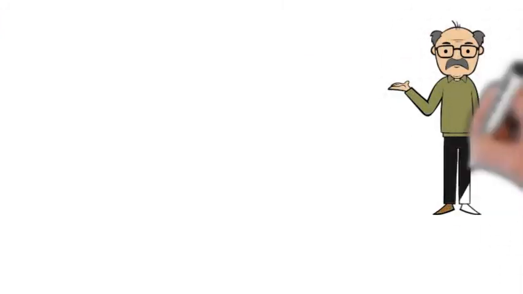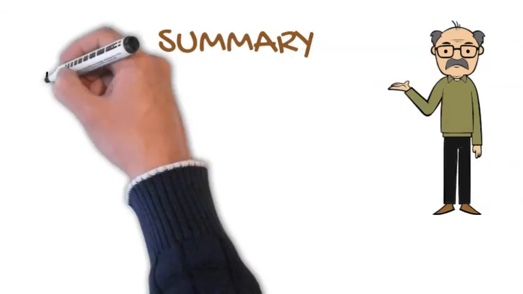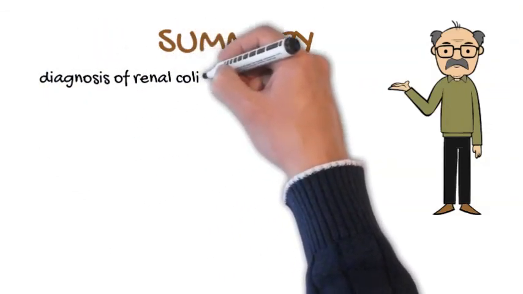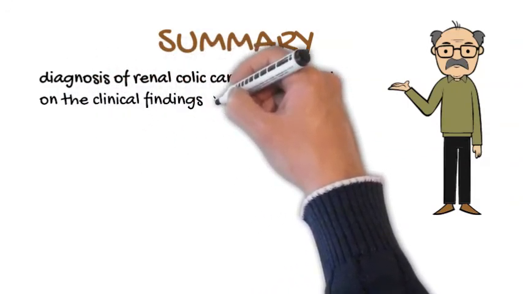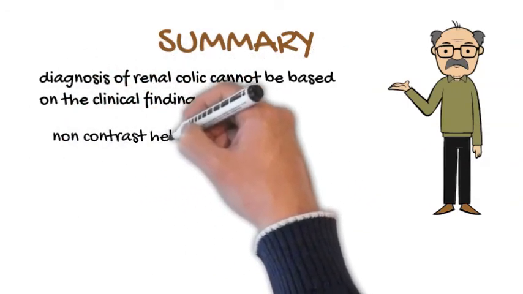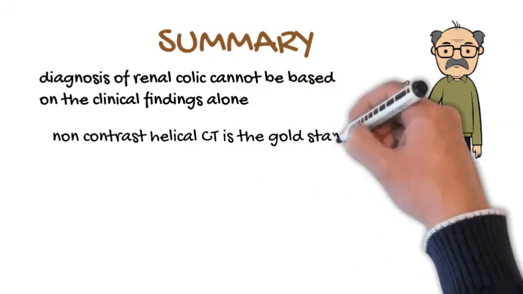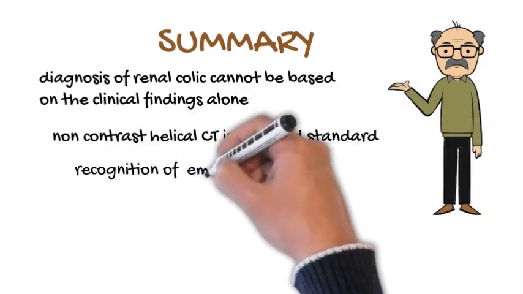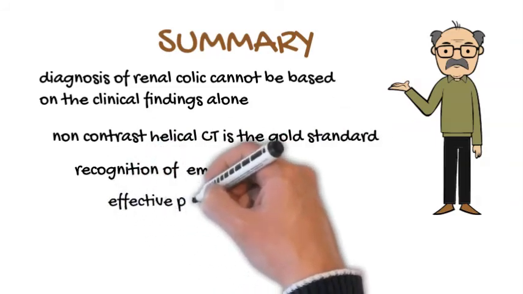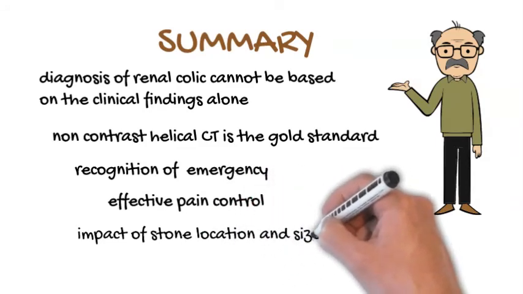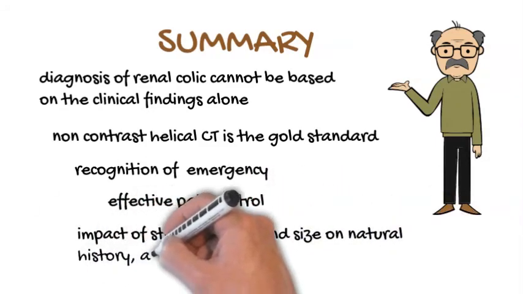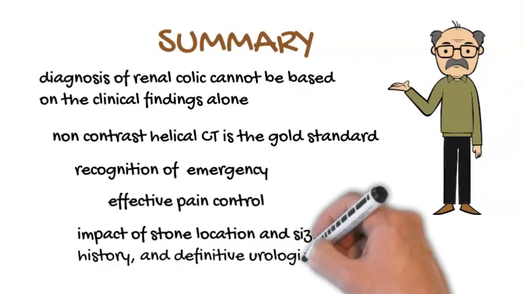In summary, diagnosis of renal colic cannot be based on the clinical findings alone. The application of non-contrast helical CT is the gold standard in the radiological imaging of urinary stones. Management is based on recognition of emergency requirements for urological consultation, the provision of effective pain control using a combination of narcotics and non-steroidal anti-inflammatory drugs in appropriate patients, and an understanding of the impact of stone location and size on natural history and definitive urological management.